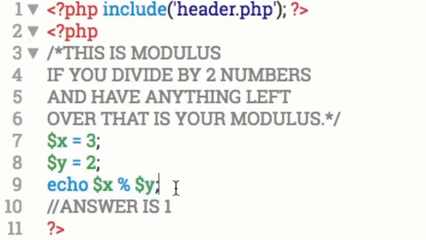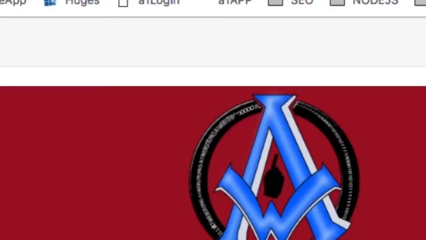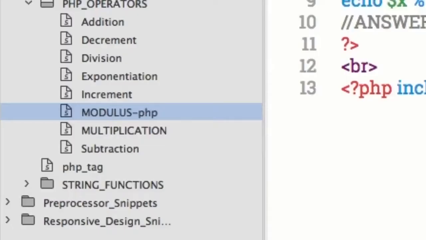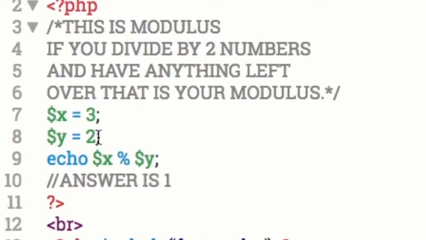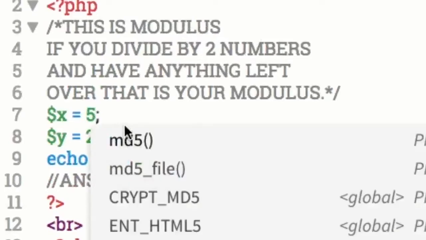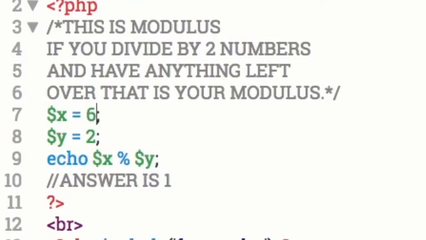Okay? Now the answer should be 1. Go ahead and refresh. And we do. We have the answer of 1. Okay, now if the first number would be 6, not 5, okay, if it's number 6, the answer should be 0. And the reason why is because there's nothing left over, because 2 goes into 6 evenly 3 times. So let's go ahead and hit Command S, refresh, and here we have our 0.